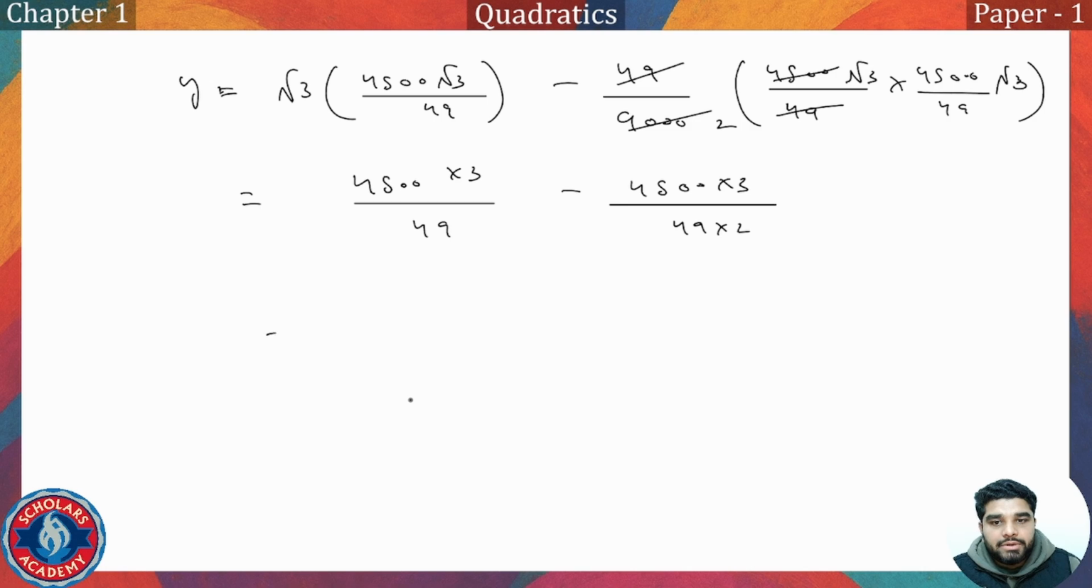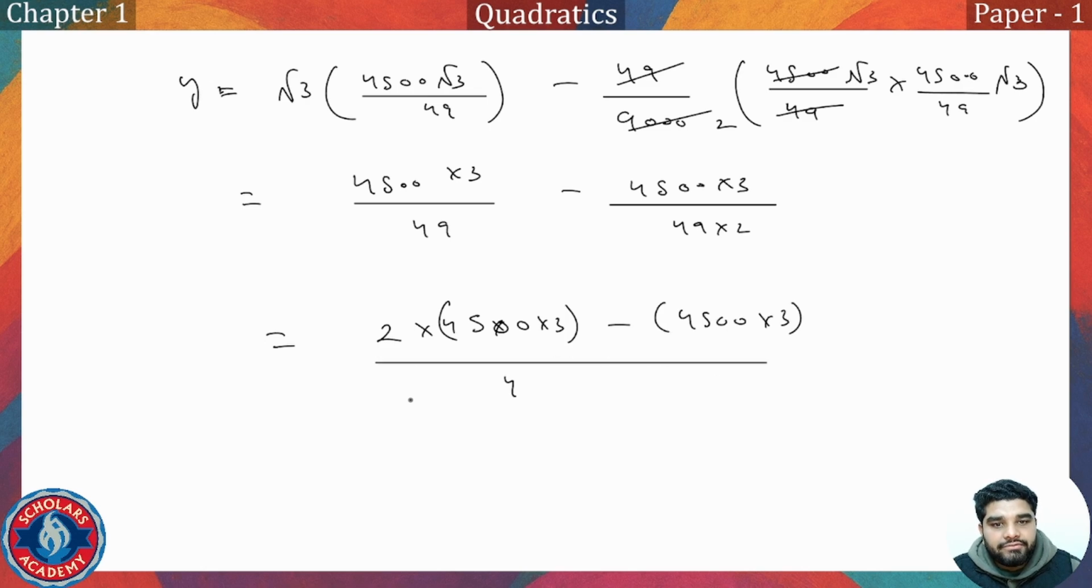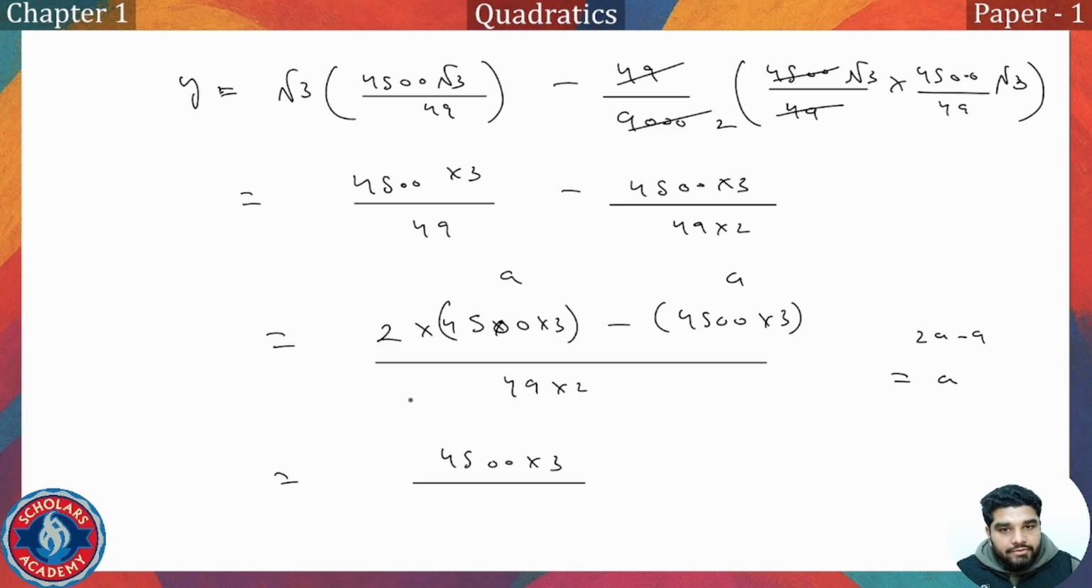So if we subtract it, we get 2 times 4500 times 3 minus 4500 times 3, all by 49 times 2. So 2a minus a is a. So 2 times 4500 times 3 minus 4500 times 3, I will get 4500 times 3 over 49 times 2.